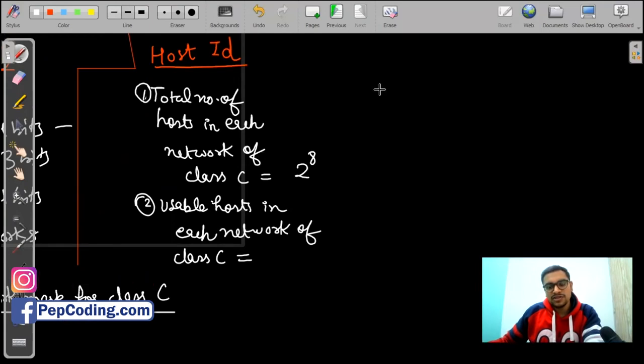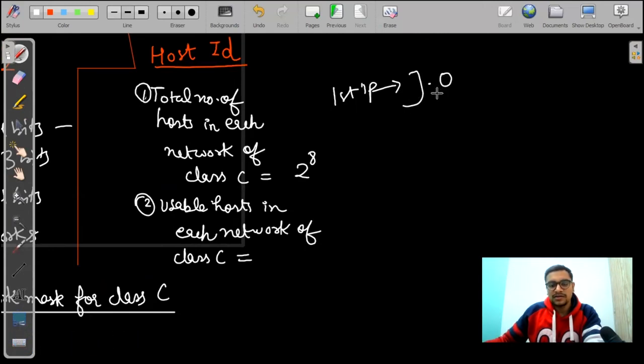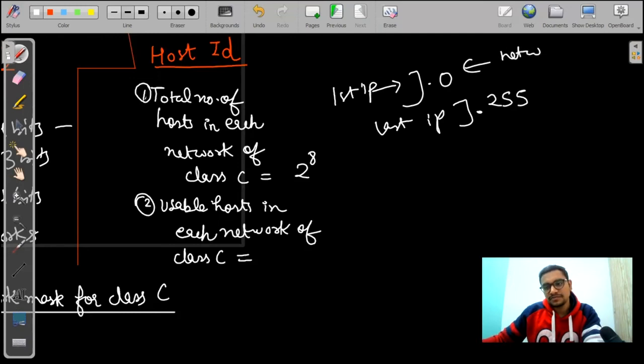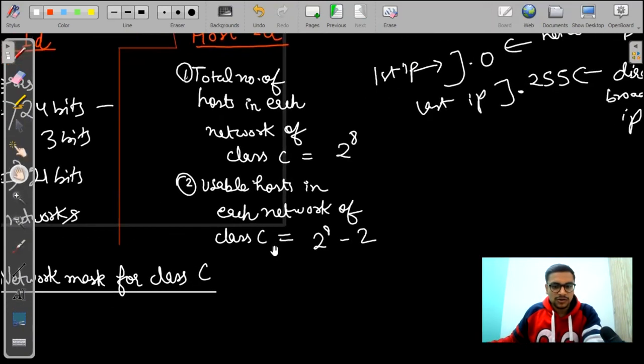Now, like I explained in the previous part for class B and class A as well, the first IP of each network is reserved for the network IP, which is 0, and the last IP of each network is reserved for the direct broadcast address. So this is the network IP, and this is the direct broadcast IP. Okay, so if I say the number of usable hosts that are present in each network of class C, then it is equivalent to 2 to the power 8 minus 2. So I hope that was also clear.